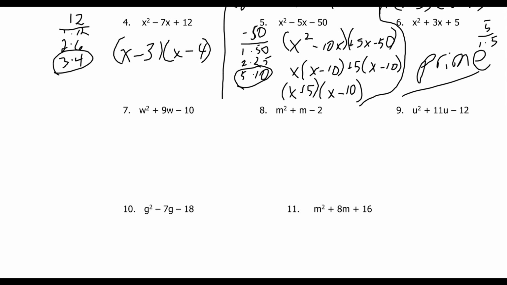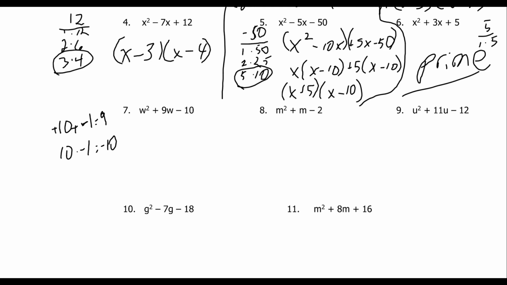Alright, so we got w squared plus 9w minus 10. Quick riddle. What can I multiply to get negative 10, but combine to get positive 9? And survey says plus 10, negative 1. So when I add those, that equals 9. When I multiply them, that equals negative 10.